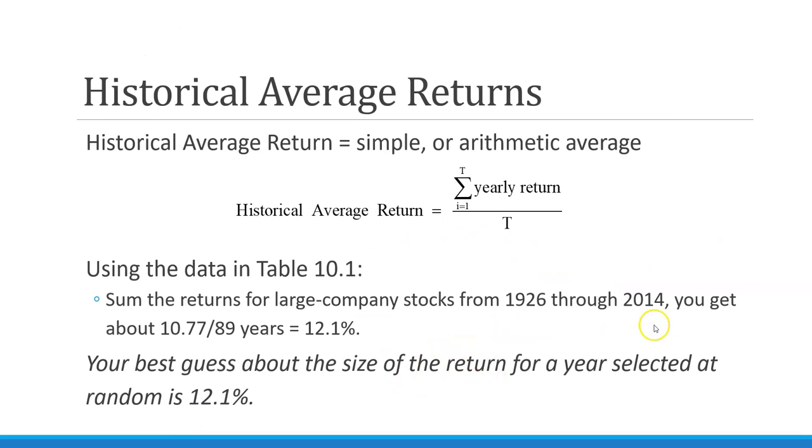So when we look at that historical average return, that is called our simple or arithmetic average. So it's the sum of all of our yearly returns divided by the time. So the sum of the returns for large company stocks from 1926 through 2014, we get about 10.77 over 89 years. So our best guess about the size of return for any year selected at random is 12.1%.